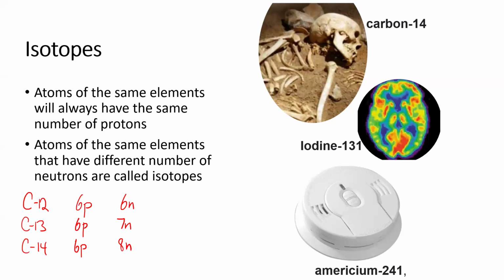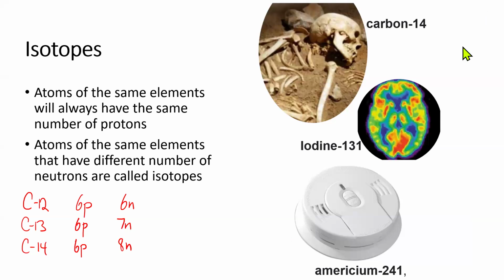Some of these isotopes are unstable. And that means they could break down on their own. And when isotopes break down, sometimes they give off radiation. So we call them radioactive isotopes. And radioactive isotopes are useful in various applications.